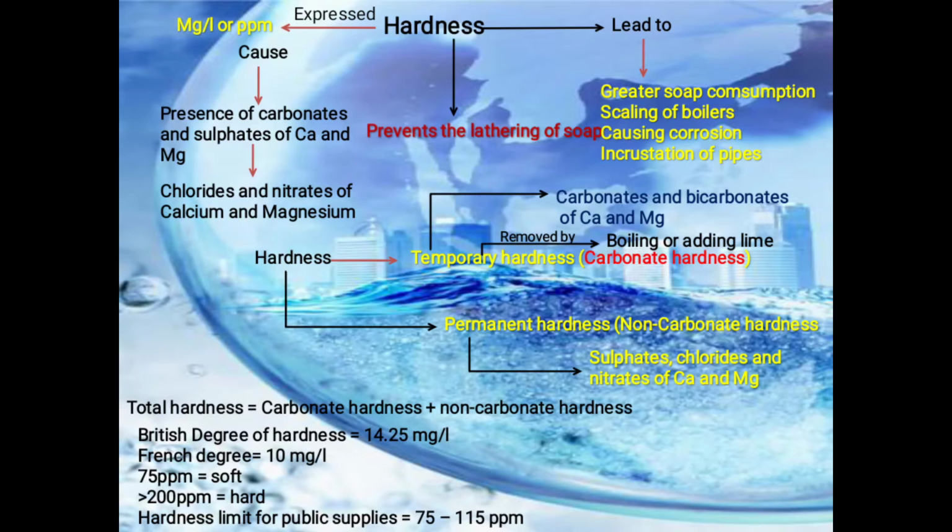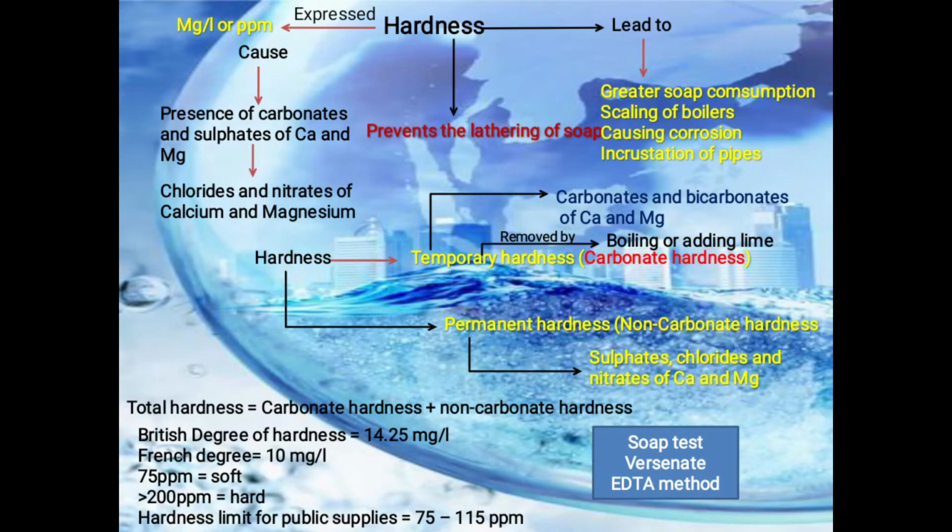And in general, under a normal range of pH value, water with hardness up to 75 ppm is considered soft, and those with 200 ppm and above are considered hard. In between, the water is considered moderately hard, and the hardness limit for public supplies ranges between 75 to 115 ppm. And hardness may be determined either by the soap test or the Versenate or EDTA method.